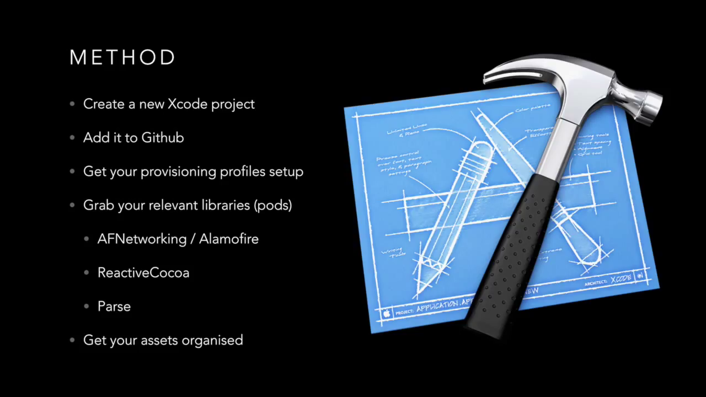Okay, so I'm just going to talk briefly about my setup. Everyone's got their own way of doing things. It's all fairly standard, but just in case. Creating a new Git Xcode project: set it up in GitHub firstly. I cannot see you guys, but I'm hoping that everyone's using GitHub or Bitbucket.